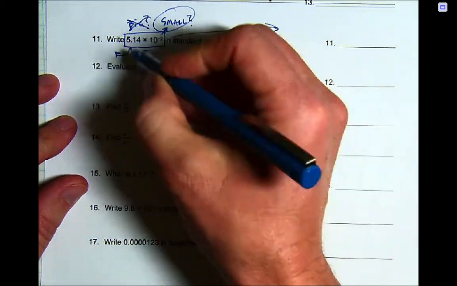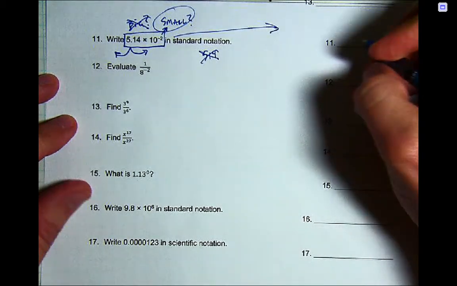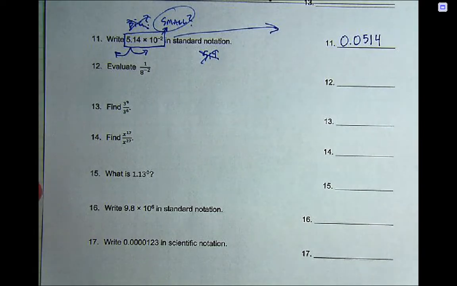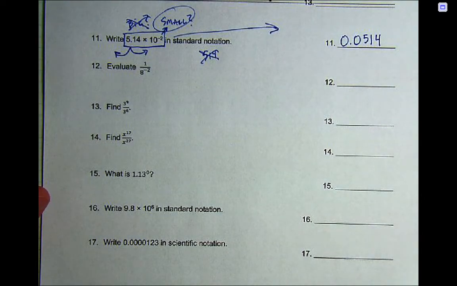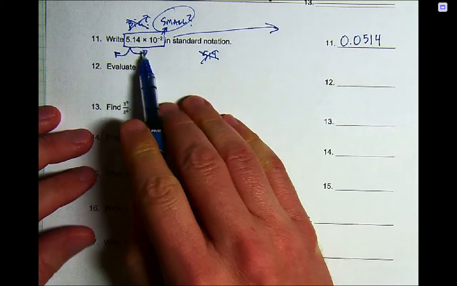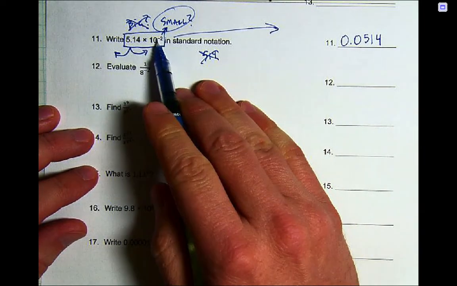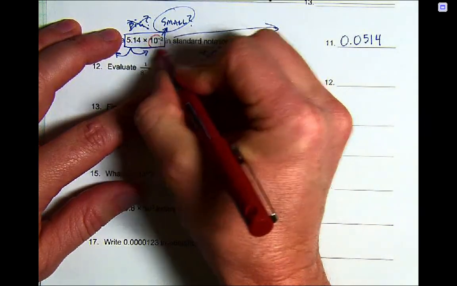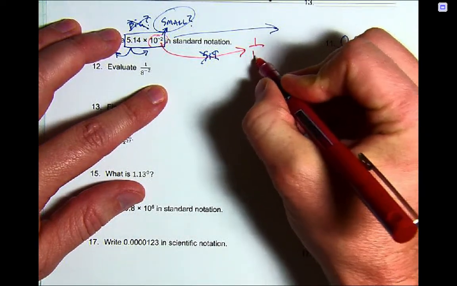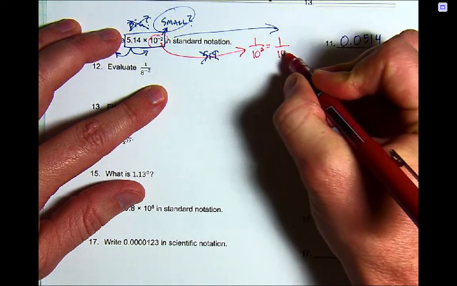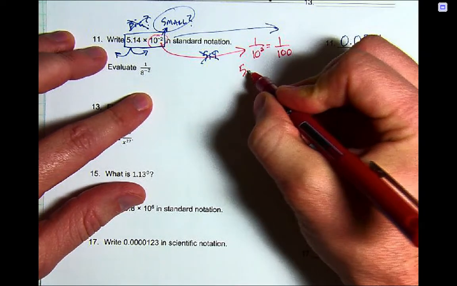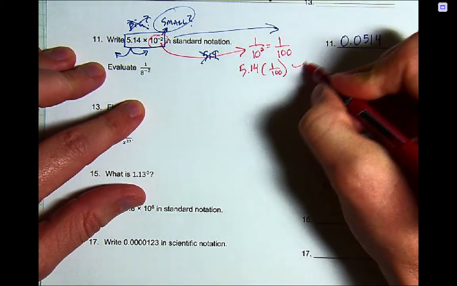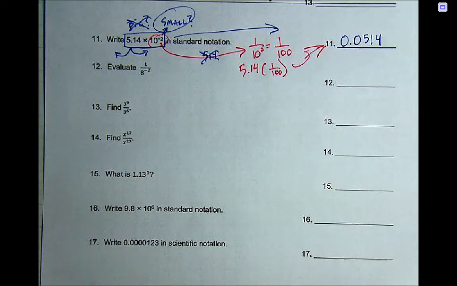So I'm going to move it once, twice, so it's going to be 0.0514. That is going to be your answer for that one. All right. If you really needed to, when in doubt, write it out on this one, because do we know what 10 to the negative 2 power is? Yes, it's 1 over 10 squared. It's 1 one-hundredth. So you could do 5.14 times 1 one-hundredth, and that would give you this if you needed to do it on your calculator as well.